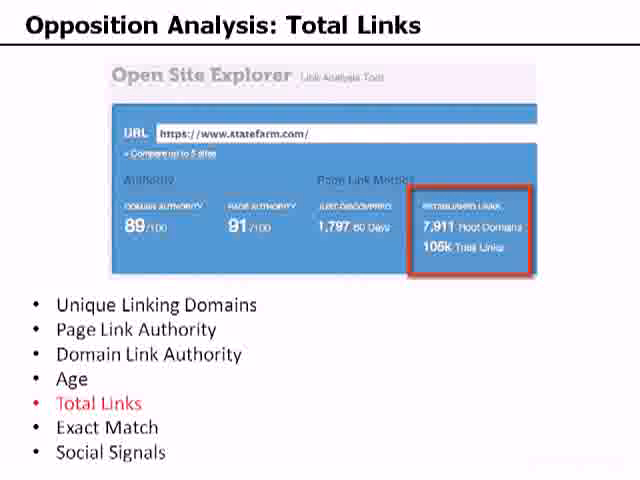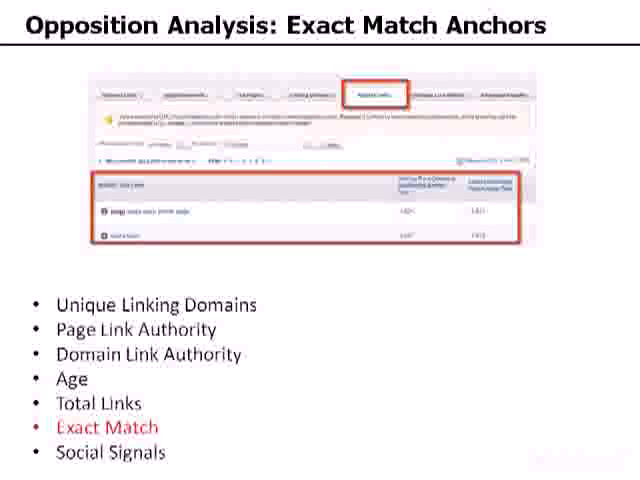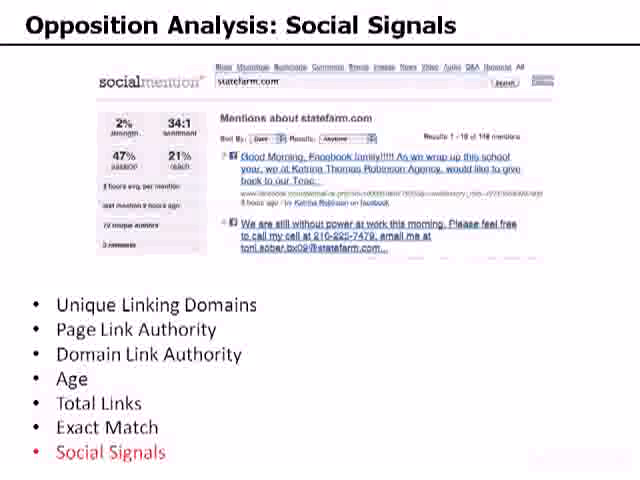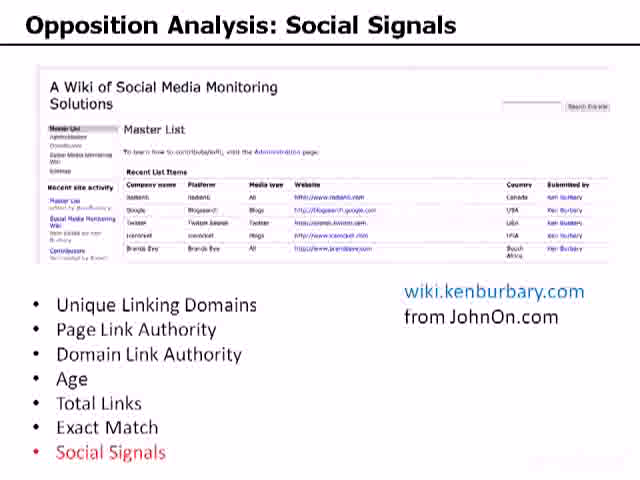The total links to that we can pull with Open Site Explorer. We can look at the amount of exact match anchor text that they have for a given term and pull that information into a spreadsheet from Open Site Explorer. We can look at the volume and sentiment of social mentions from socialmention.com and again import that. There's a list of other social monitoring tools here that John On provided me with at wiki.kenburberry. That's an excellent list if you want to do some additional social media tracking for social signals.